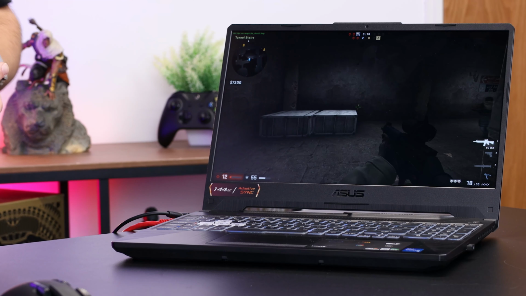And on that note, that wraps it up not only for CSGO, but our first look, unboxing, overview and review, I guess, of this ASUS TUF gaming notebook.